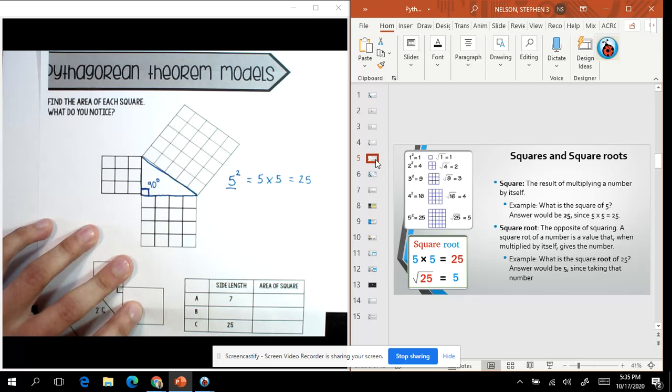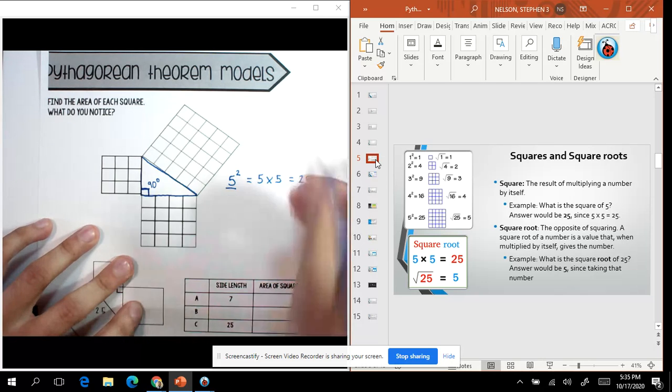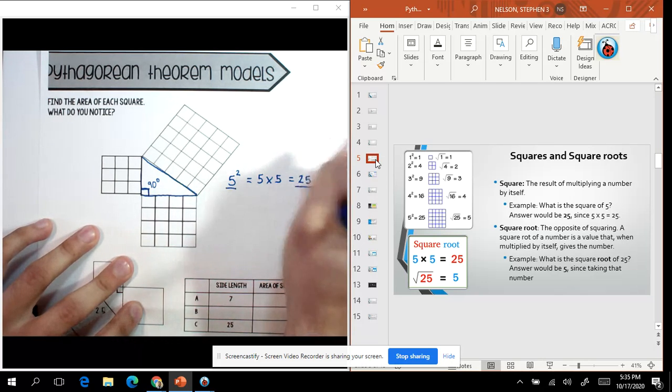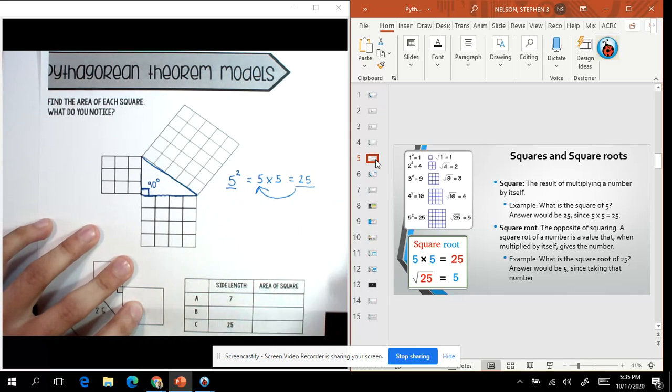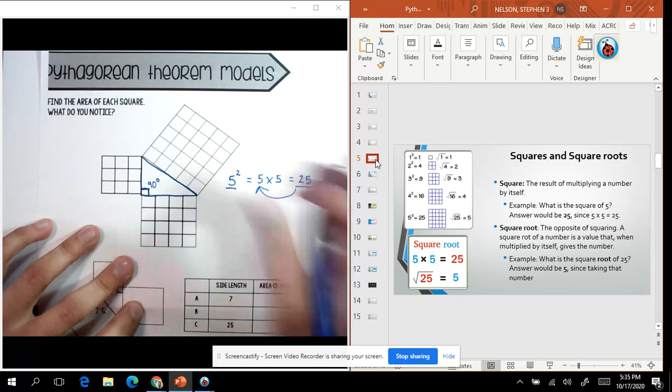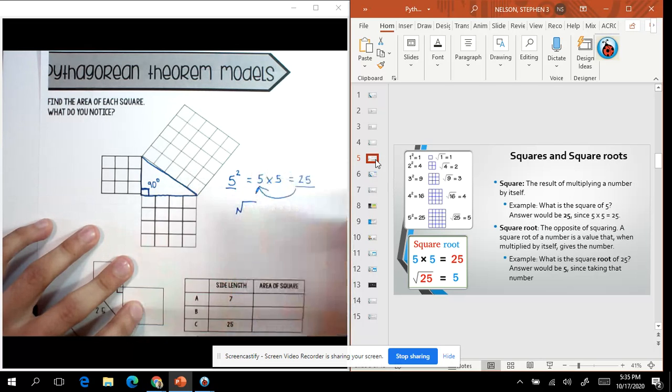The square root is the opposite of squaring. A square root of a number is a value that, when multiplied by itself, gives the number. So it's just going the opposite way now. If we have 25, we would say that the root is 5. Typing that in on a calculator, it would look something like this. It would look like the radical symbol. We would say root 25 is equal to 5.